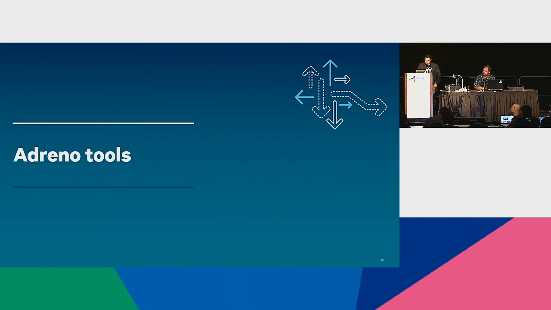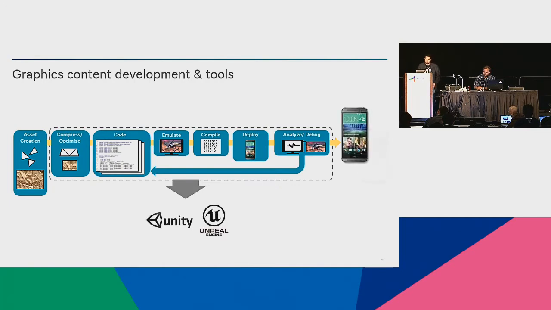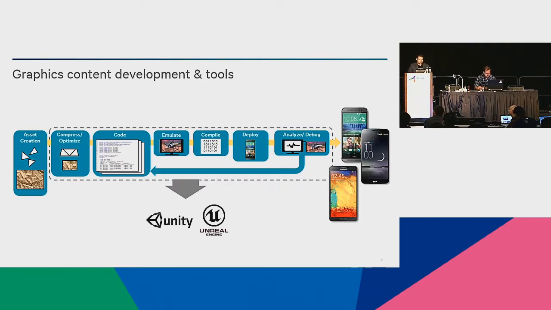So tools, of course, if you're a graphics or game developer, there's the whole tool chain, but you basically are creating some sort of assets in some sort of tools like 3D Studio Max or Maya. You have lots of textures that you're creating through something like Photoshop. Then you're trying to compress those, write code, then emulate the code on a PC, compile it for the device, deploy it onto the device. Then you're trying to profile or analyze the code while it's running on the device. And then once you're fine with the performance and power, you're deploying it onto the Play Store, right? So that's usually the process.